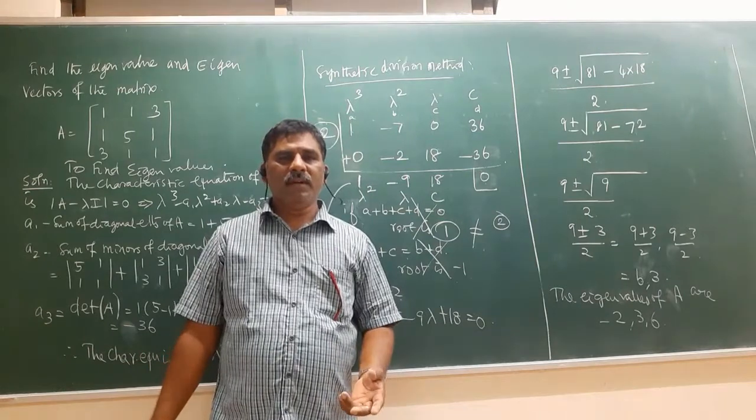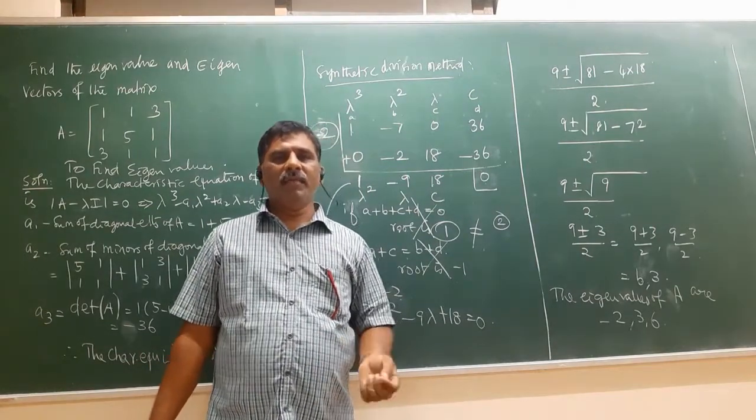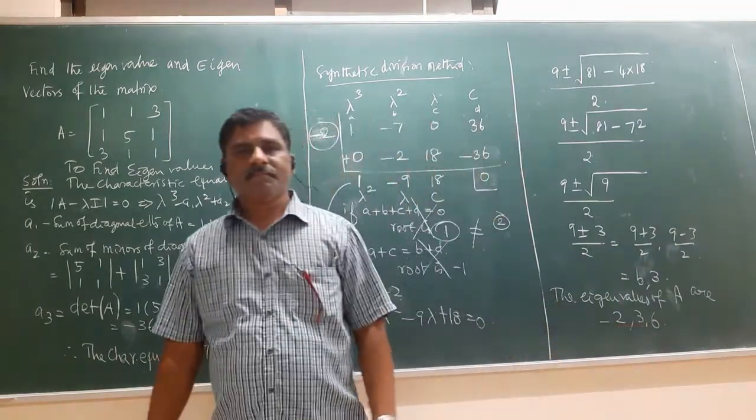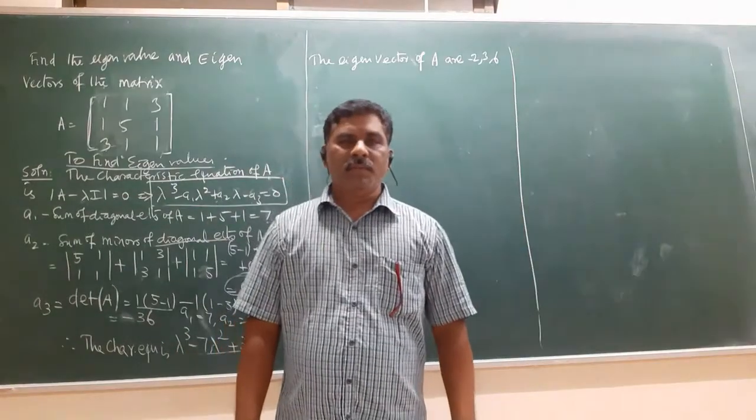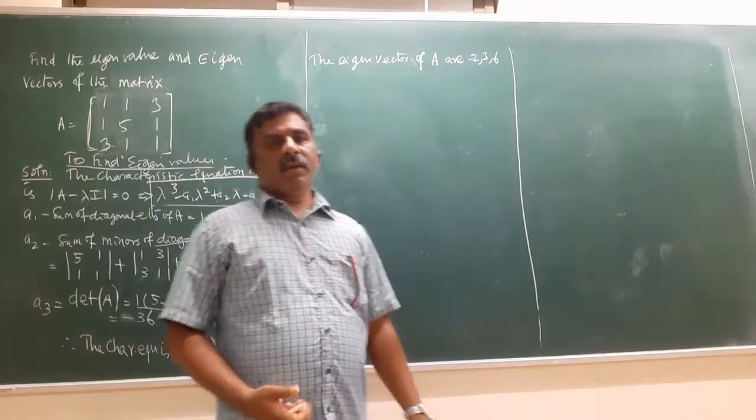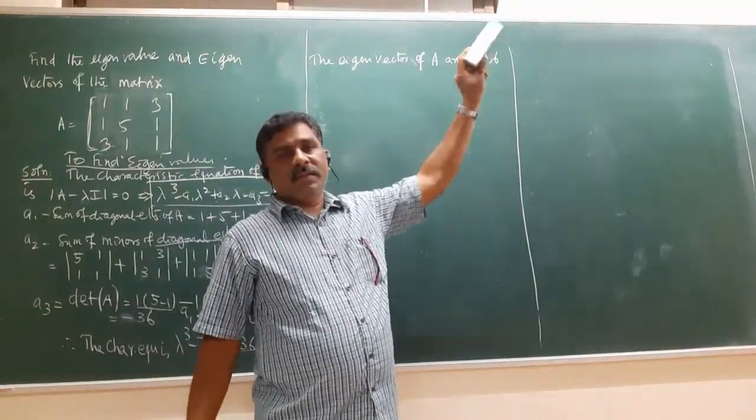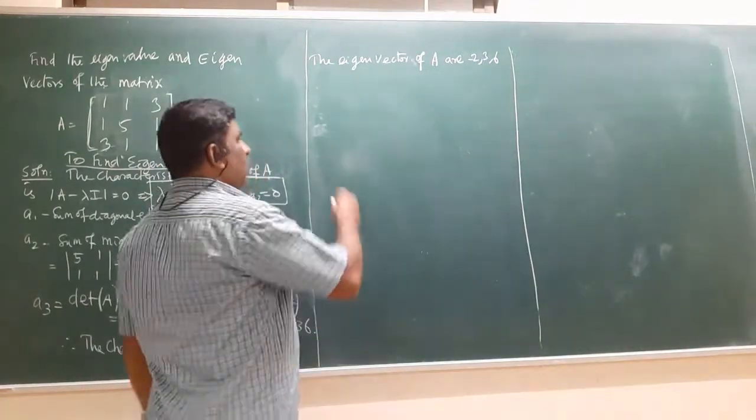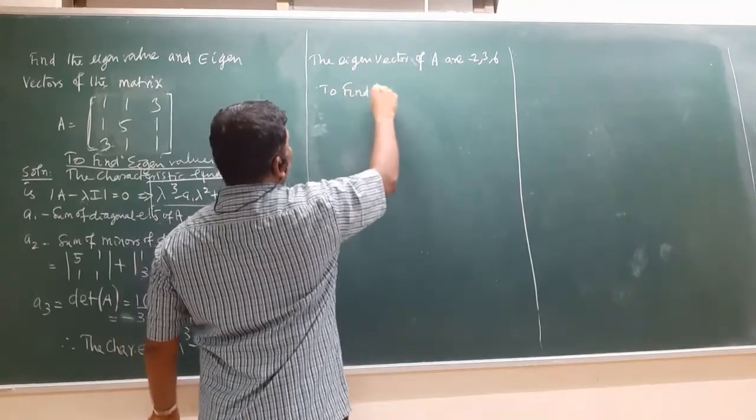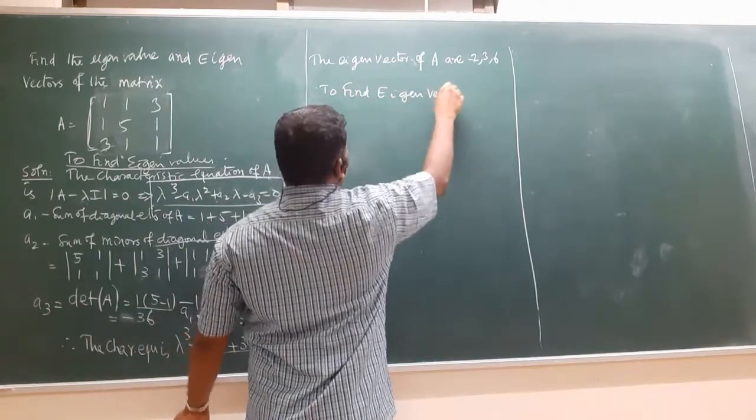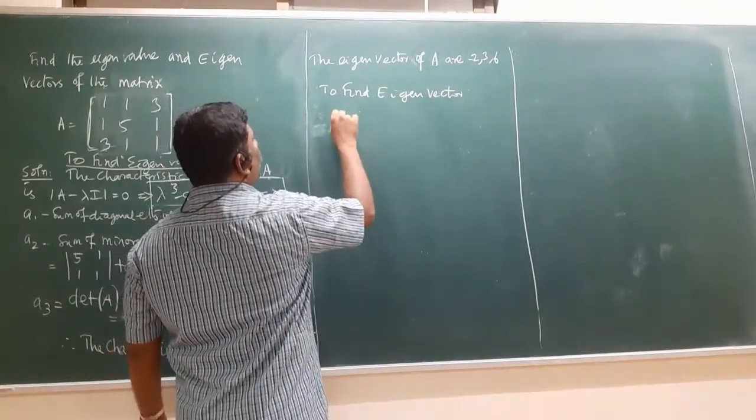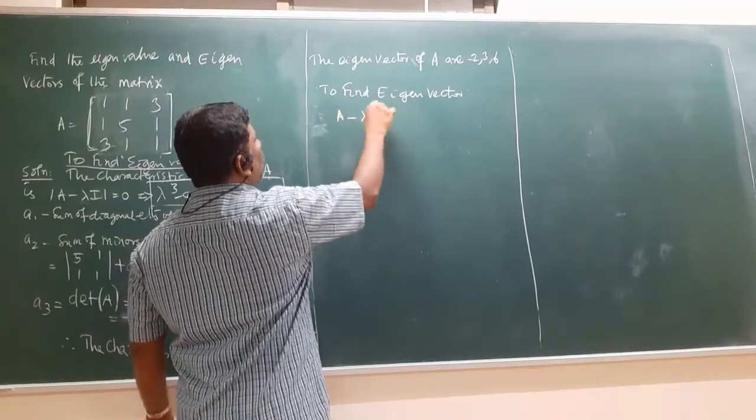Next we are going to find the eigenvectors of the matrix by using the eigenvalues minus 2, 3, 6. How to find the eigenvector? Write the heading: to find eigenvector, in the equation you have to substitute the lambda value.